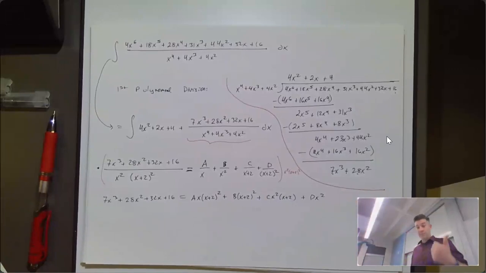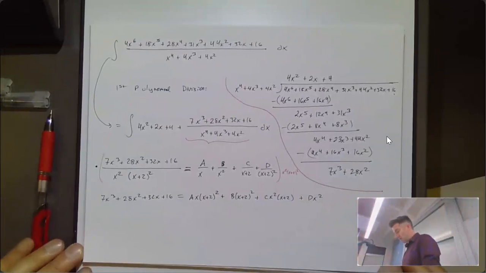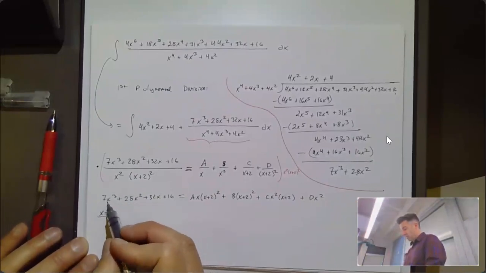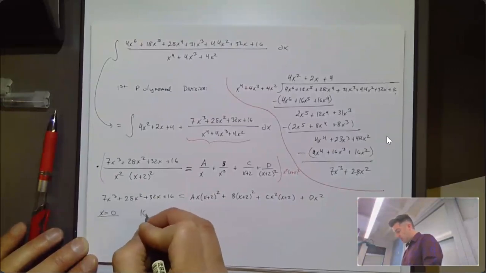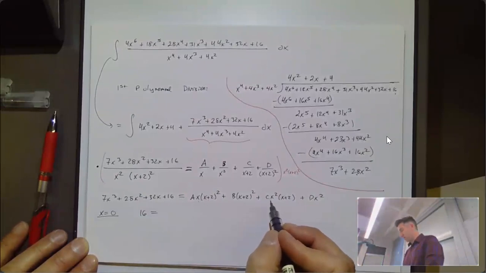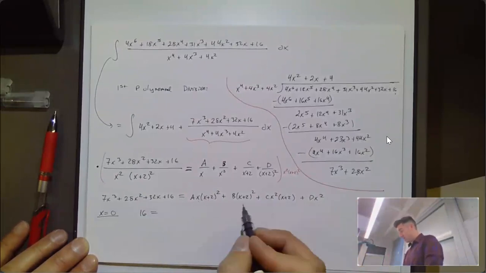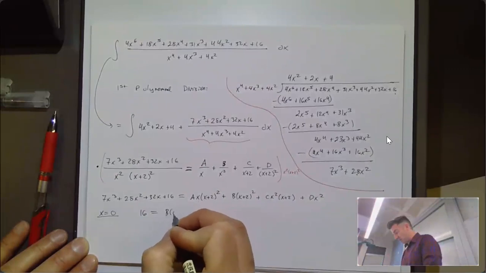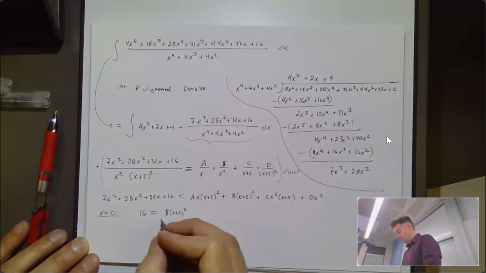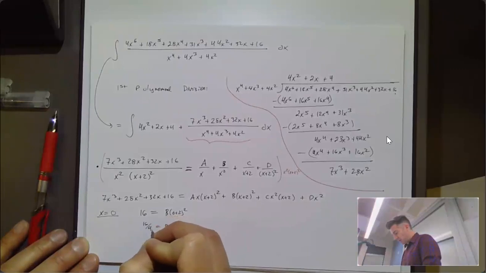And then we start using convenient values. Equating all those coefficients is a very challenging process, whereas using convenient values of x, like x equal to 0, can be nice. If I plug in 0, I get 0 plus 0 plus 0 plus 16 equal to 0 there, 0 there, and 0 there. The only place I'm not going to get 0 is the B term. I'm going to get B times 0 plus 2 squared. That's B times 4. So 4B equals 16, so B is equal to 16 divided by 4, which is 4.